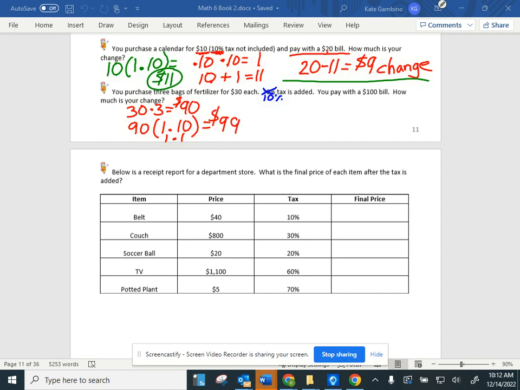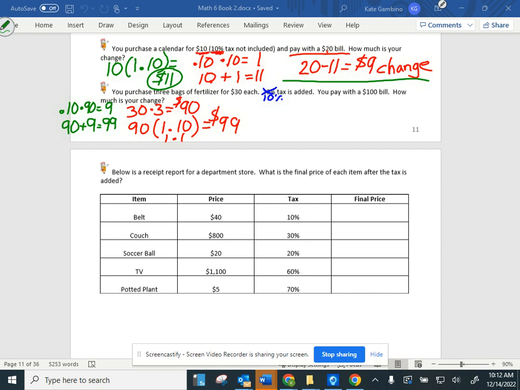So if we did it the way that Bennett was doing it, and we did that 0.10 times 90, that gives us $9 in tax. Then we would have to add that on to the $90 to get our 99. So it wasn't wrong, it was just a different method. If we do the first method, you would get $9 and add it on to 90 to get 99. If you do the second method, we just directly get $99.